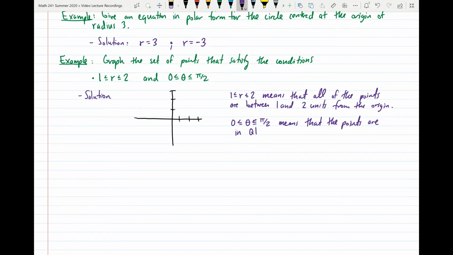Okay, so I can draw part of the circle of radius 1 centered at the origin, and then part of the circle of radius 2 centered at the origin. And the points that satisfy both of these conditions are going to be the points that are between these 2 circles, because all of these points are going to be between 1 and 2 units away from the origin, and they're also going to be within the first quadrant, meaning that theta is between 0 and pi over 2.